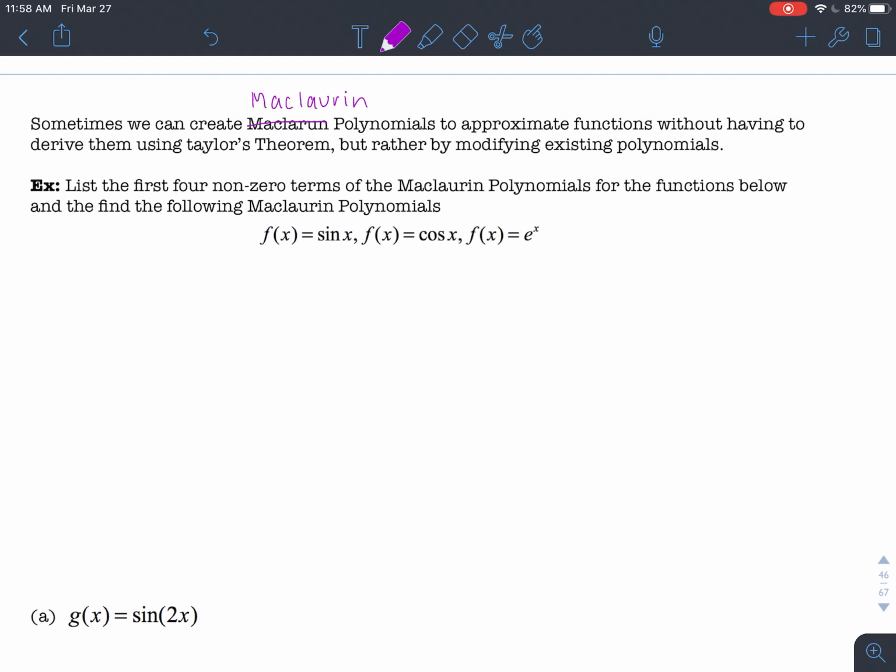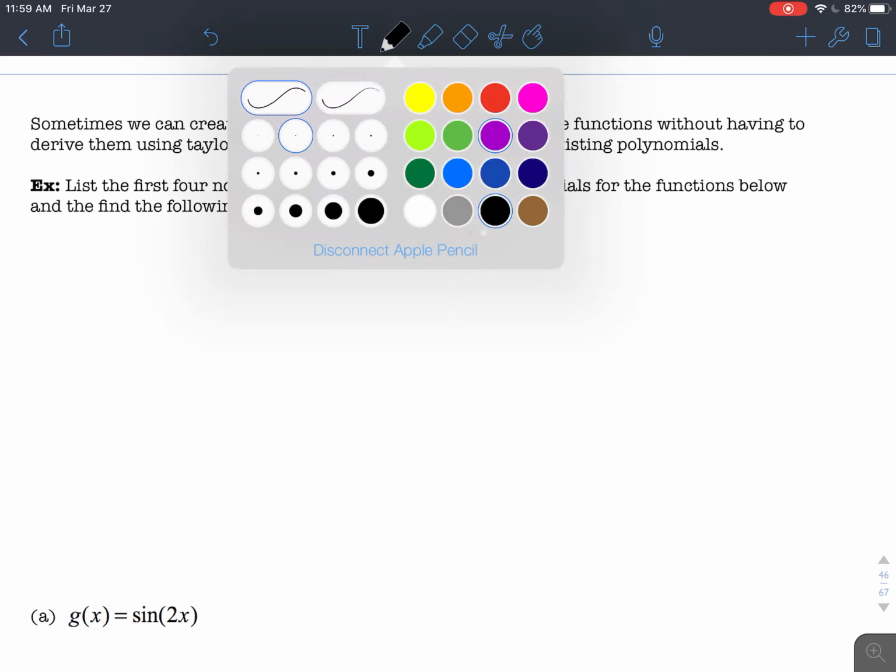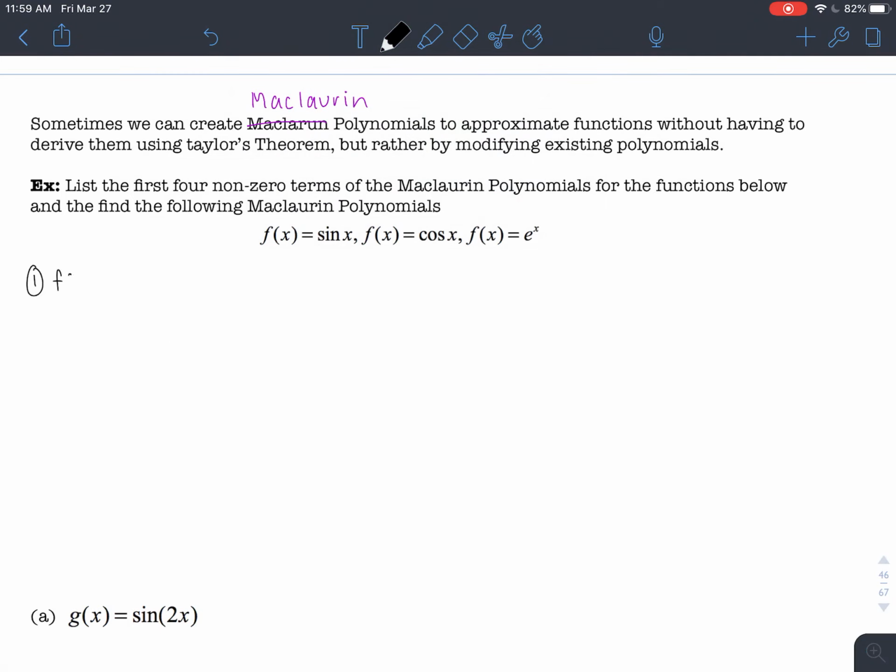So we have some very common functions that we're going to be looking at, and these are going to be really great ones to memorize. If you develop them once and then memorize the patterns because they come up a lot, then we can use the ones that we know for Maclaurin polynomials to modify them as we create other polynomials around different values. So we're going to list the first 4 non-zero terms of the Maclaurin polynomials for the functions below.